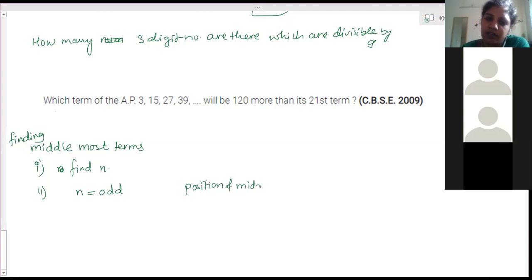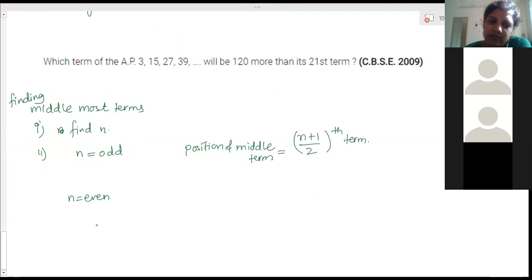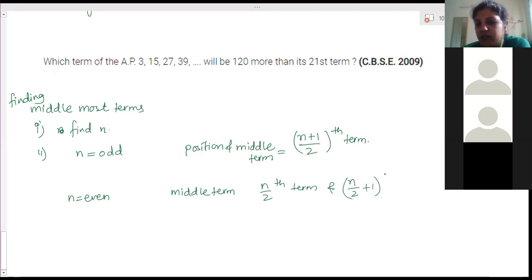The position of the middle term is equal to (n plus 1) by 2th term. So this is the position, and the (n plus 1) by 2th term will be the middlemost term. And if n is even, there will be two middle terms. One is the n by 2th term and the second one is the next term, the (n by 2 plus 1)th term.